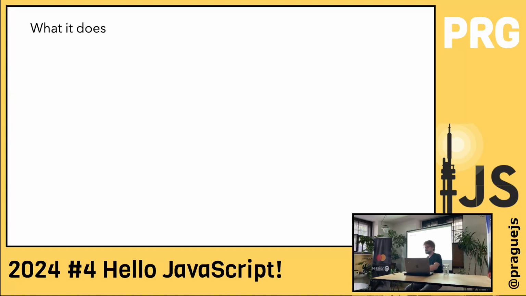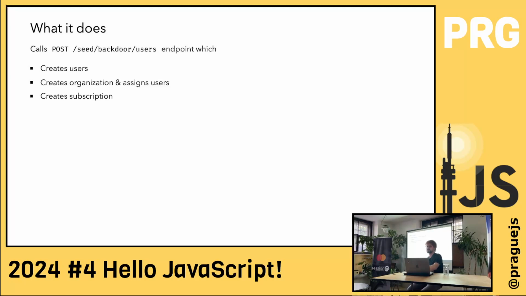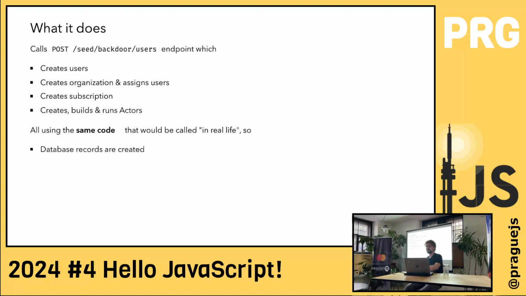Yeah, what it does on the background, it just calls some endpoint which creates the users, organizations, creates the subscriptions, creates builds and runs the actors. And that happens using the same code that would be called in real life. So all the records are created, all the background tasks should be triggered, and all the other stuff. But it's not exactly the same code. There are some reasonable defaults at it.